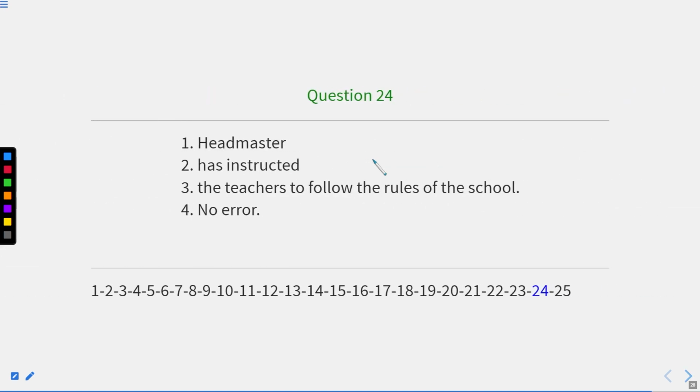Headmaster has instructed the teachers to follow the rules of the school. So here we are talking about headmaster, which is actually the position of a person, and we are talking about a particular person. So we need to use the before it. So the correct sentence will be the headmaster has instructed the teachers to follow the rules of the school. In fact, because headmaster is someone only one which we are talking about, it means he's a particular person. Before the name of any designation, we use an article. Now let us move to the next one.